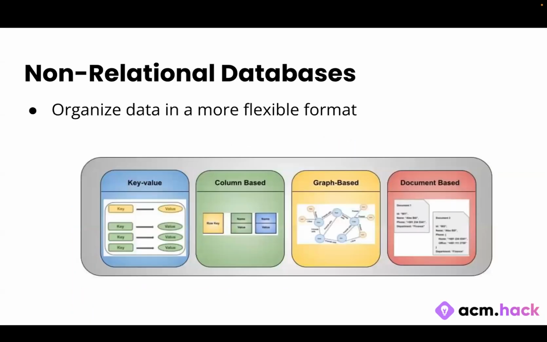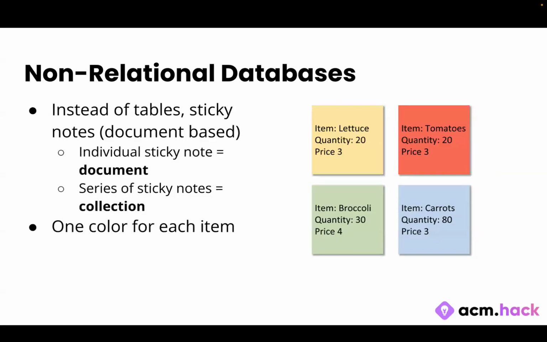Okay. So what's a non-relational database now? Non-relational databases organize data in a more flexible format, and they can be stored in multiple different ways, such as key value, column-based, graph-based, and document-based. In this example, we have a visual of a document-based non-relational database, where instead of tables like we were talking about in relational databases, the data is stored in a sticky note format, with each sticky note being a document and the series of sticky notes together being a collection. And each colored sticky note represents a single document.